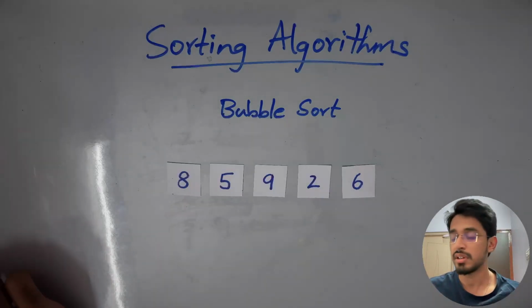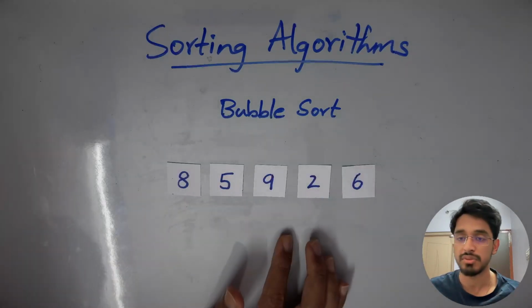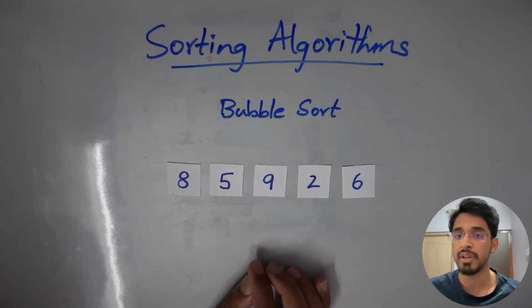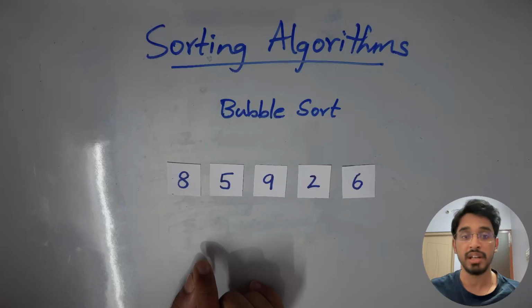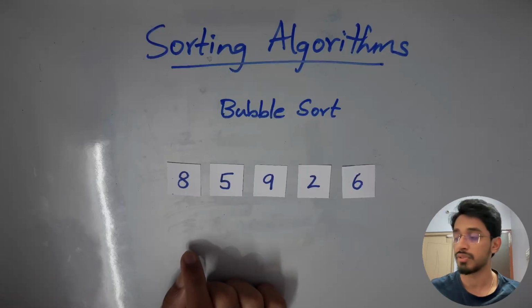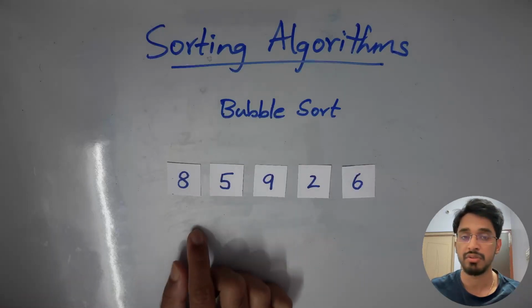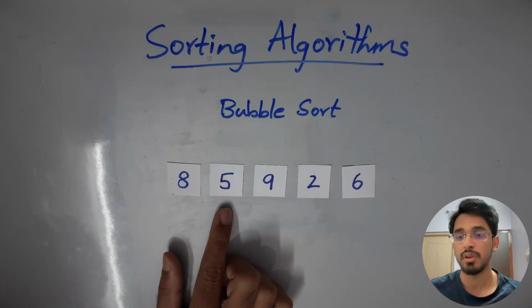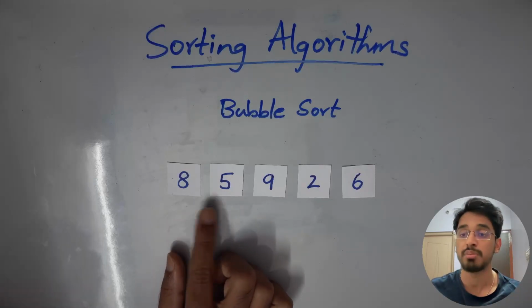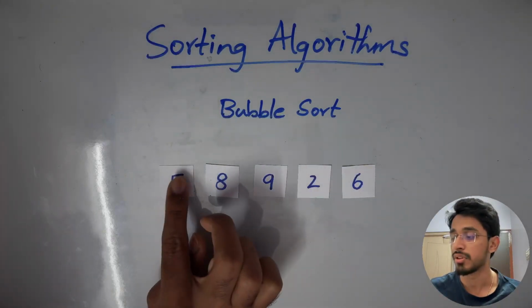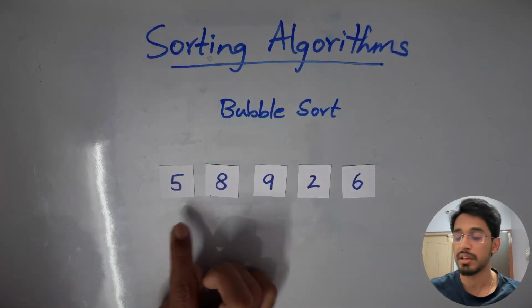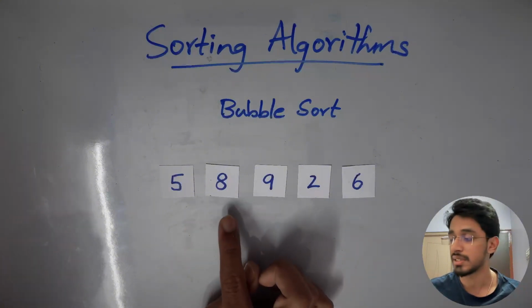I have considered here an example of 5 numbers which are currently unsorted, but we need to sort them using bubble sort. So how does the sorting algorithm actually work? First we pick the first 2 elements from the current set of numbers, that is 8 and 5. Now we check which one is greater. If 8 is greater than 5, then we swap these 2 numbers. So we swap 8 and 5 over here.